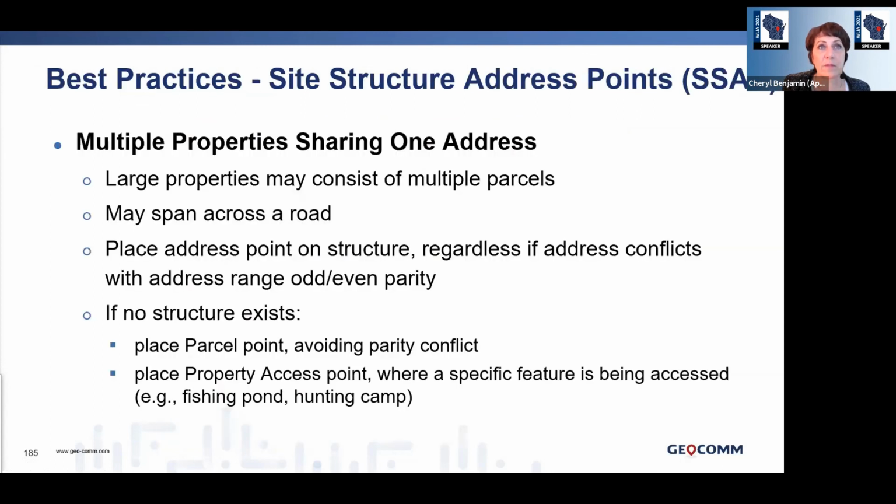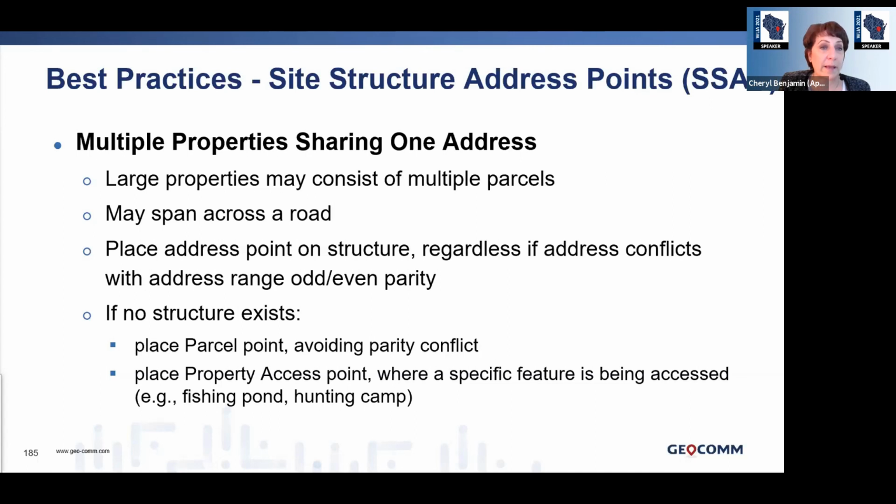Sometimes you have multiple properties that share one address. Think of a large farm. It may span across the road and have lots of parcels. You want to put the point on the main structure, regardless of whether the address conflicts with the address range. Jessica talked about having an exception flag on that. If you don't have a structure, you want to place a parcel point to avoid parity conflict. We also have the situation where you don't have a known driveway or main entrance. There could be an entrance used to get to a specific feature that you get 911 calls to, such as a fishing pond or swimming pond the kids go to, or a hunting camp.